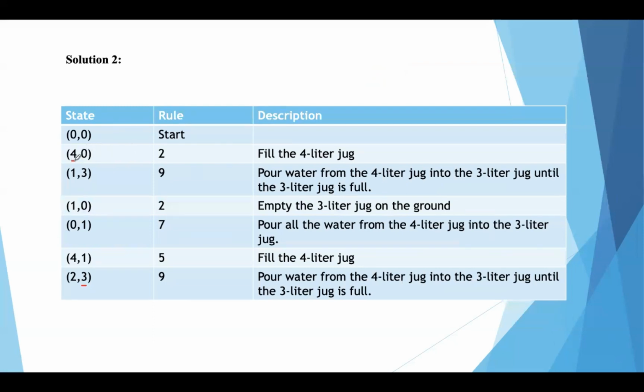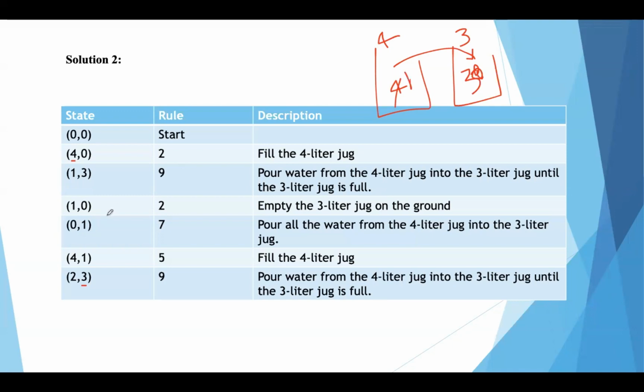And now first we are filling the 4-liter jug. And after that, so this is a 4-liter jug, and this is a 3-liter jug. So first we are filling with 4 liters of water, and there is nothing in 3-liter jug. After that, you need to pour water from 4-liter jug into 3-liter jug until this 3-liter jug is full. So we'll pour 3 liters of water here. So now it is having 3, and what is the capacity here? Now it will be 1.